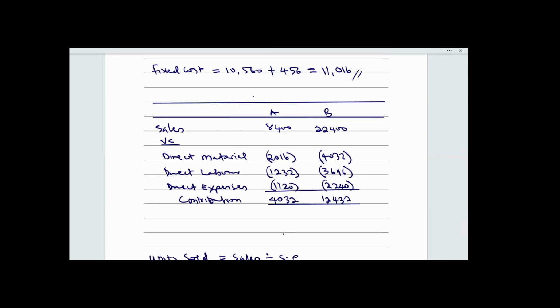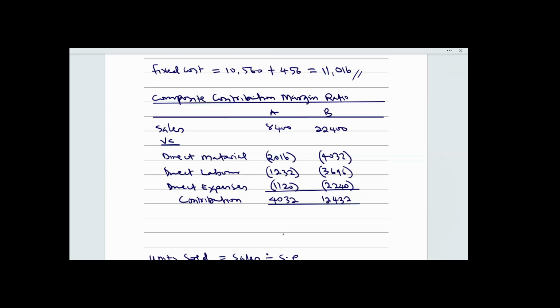Since the examiner has given you the proportion of product B to be 80%, it means that the proportion of product A is 20%. Therefore, instead of contribution margin, we need composite contribution margin. So we want to calculate the composite contribution margin ratio.